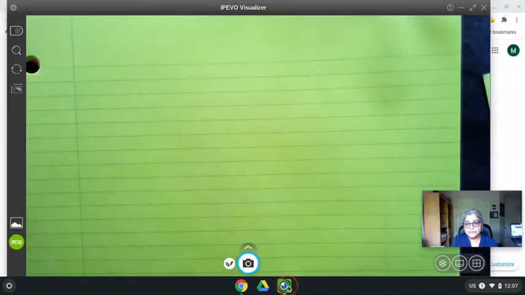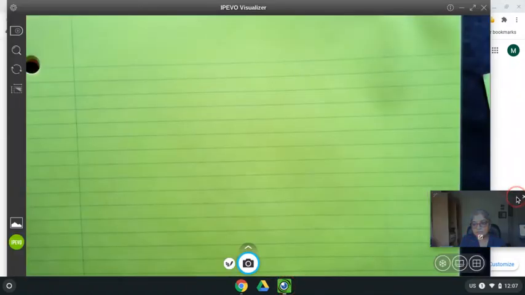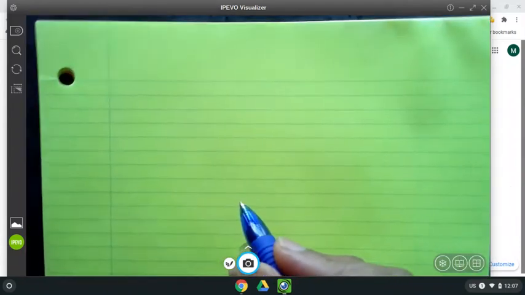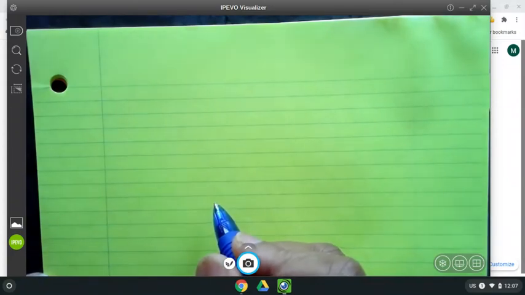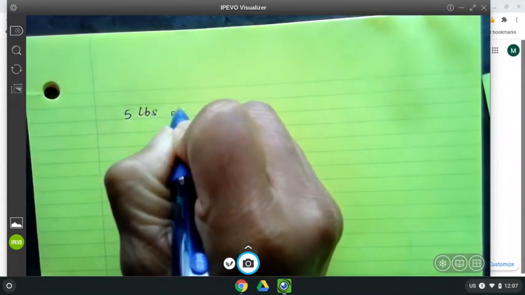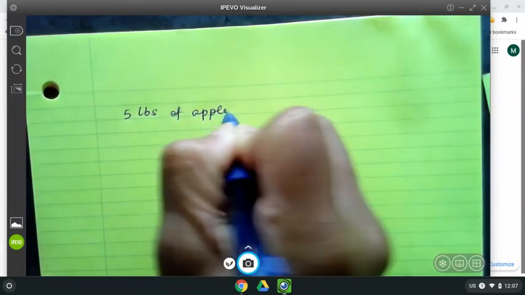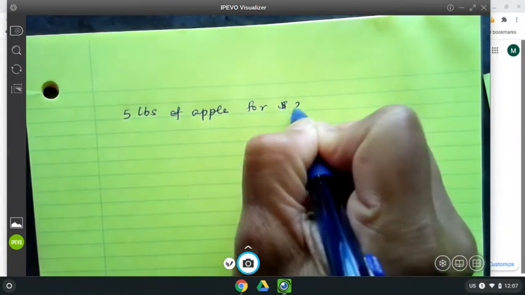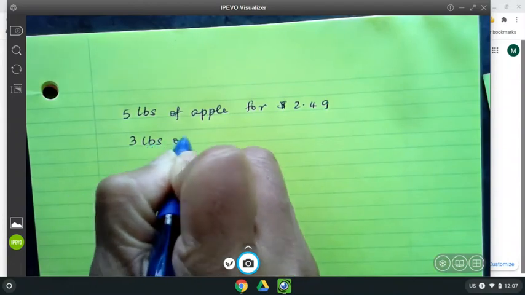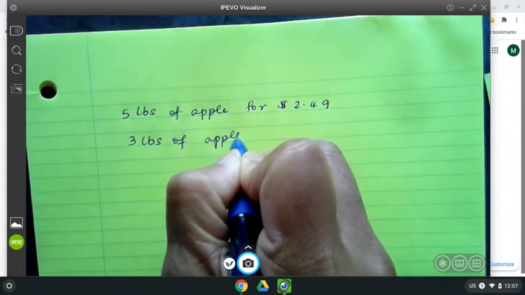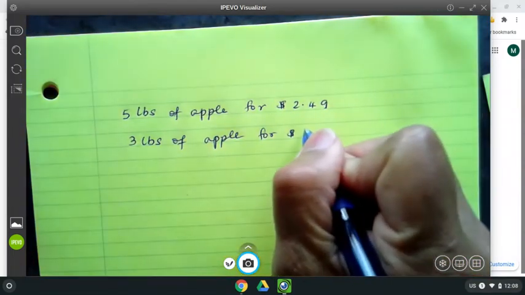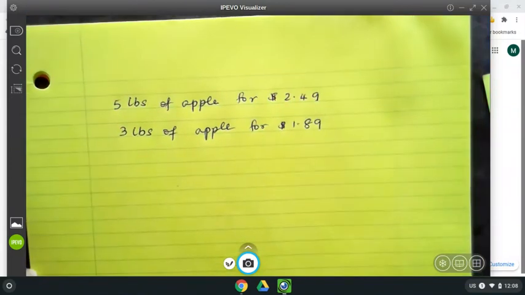Here we go. I'm going to close my face so you can see the whole doc cam thing. So one of the examples that we did was, I said, is 5 pounds of apple for $2.49 a better deal than 3 pounds of apple for $1.89? So this was one of the problems we worked out today.